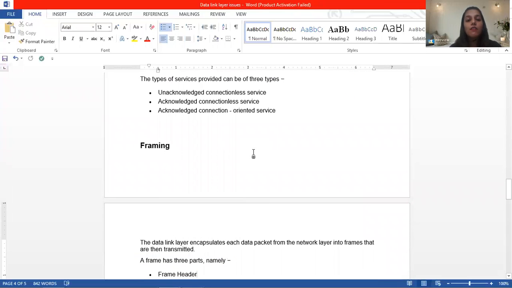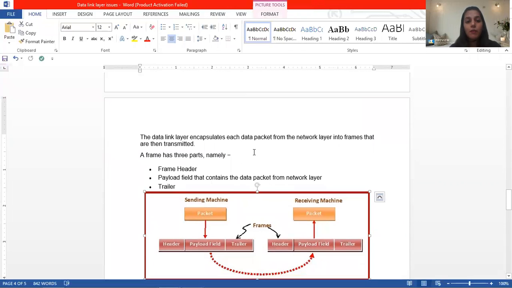So here the first data link layer design issue is framing. So in framing, basically, what is framing? In the data link layer, data is transmitted in the form of frames, right? And frame, what is frame? A frame consists of three parts: packet, packet converts into frame. So header, payload field, and the trailer, or to say tail part.